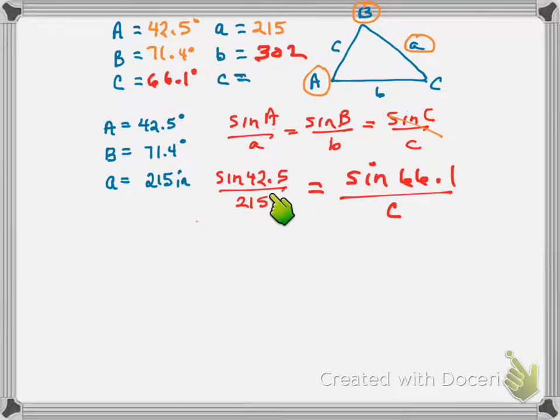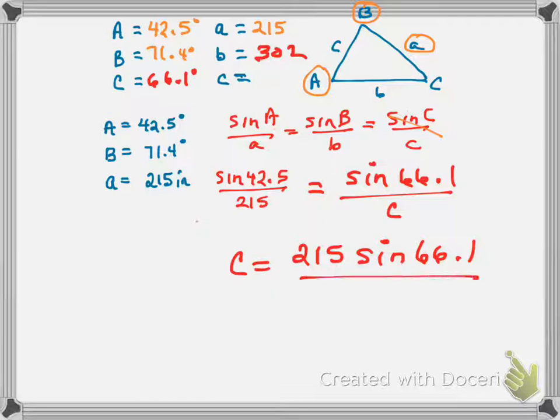I'm going to take this times this and divide by that, kind of like the fish method like you learned from Mr. Bloodgood. If I'm looking for this one, the two that are across from each other get multiplied, and then I divide by this. So essentially, C ends up being 215 times the sine of 66.1 divided by the sine of 42.5. So type all of that in your calculator to find side C. And so my calculator gives me 290.95, so that would round to 291 if we do 3 sig figs.